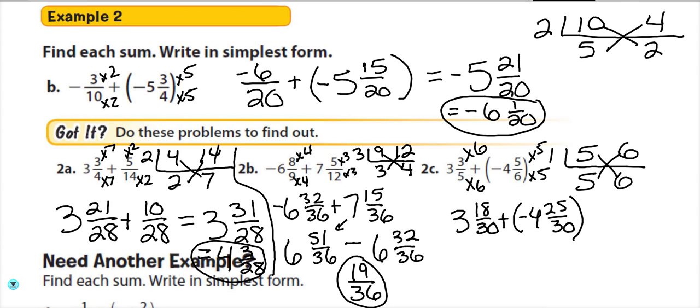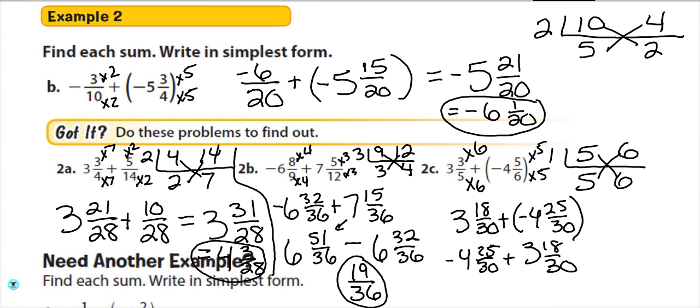Okay, it's the same thing this time. I can't do 3 minus 4. It just doesn't work. And even if I did actually use the negative rules, I can't do the 18 minus 25 thing. So what I'm going to do is I'm going to go ahead and reverse it just so it looks a little bit better. So if I have negative 4 and 25/30ths plus 3 and 18/30ths, it's going to look a little bit better.